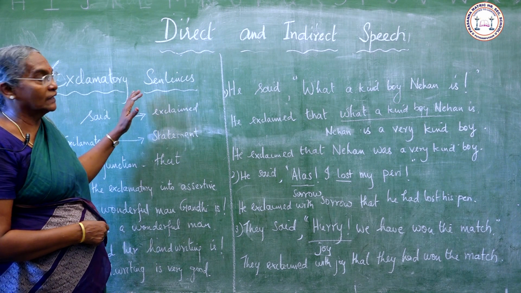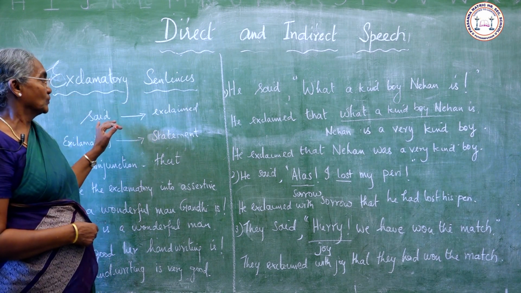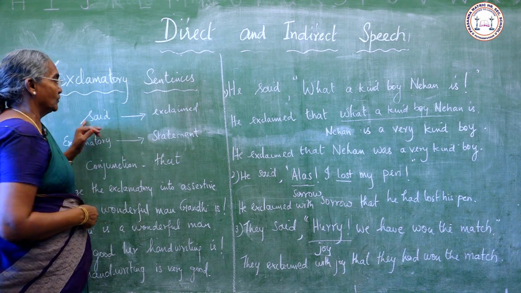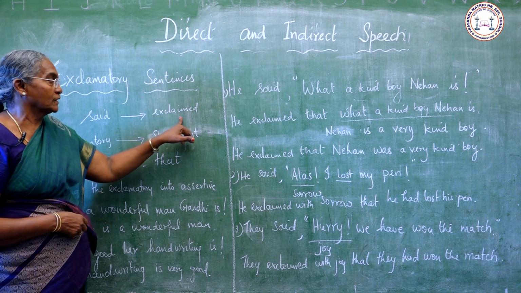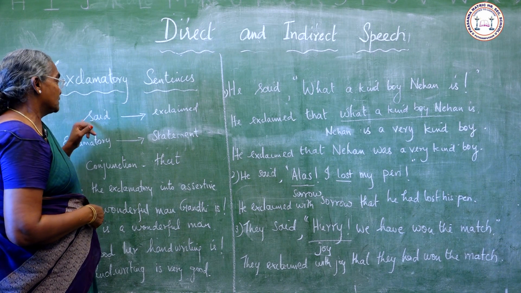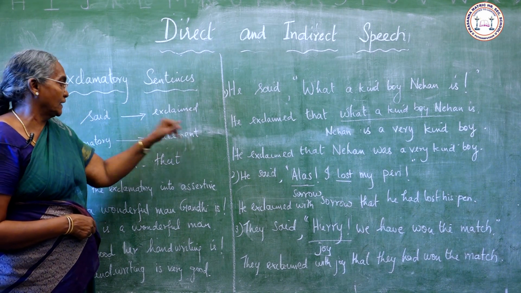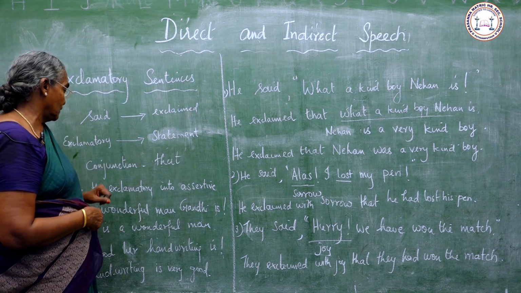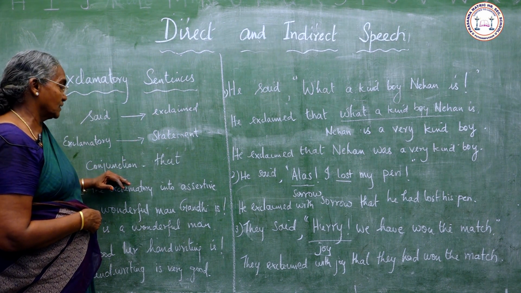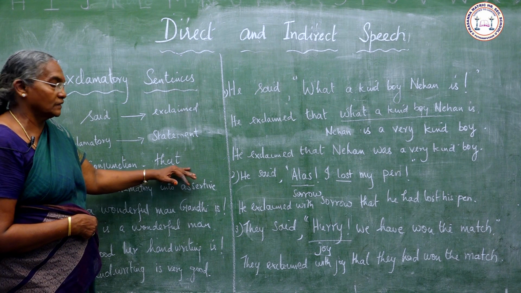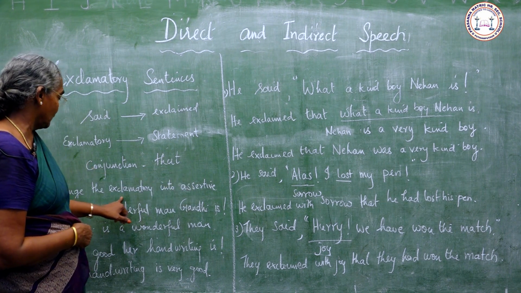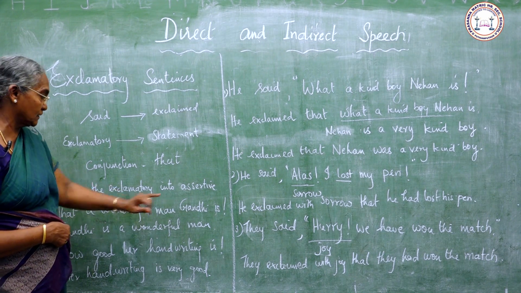Now we shall see exclamatory sentences. In exclamatory sentences, said will be changed into exclaimed. We can change the exclamatory sentence into a statement. The conjunction we add here is that. I shall give you an example. Change the exclamatory to assertive.